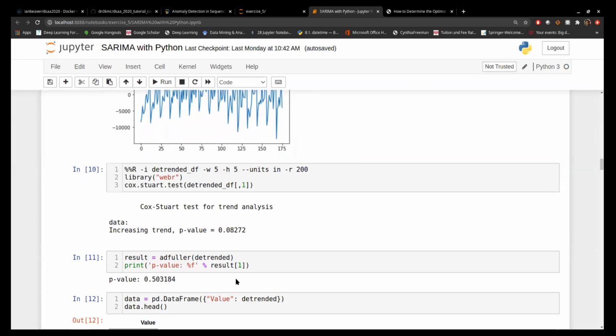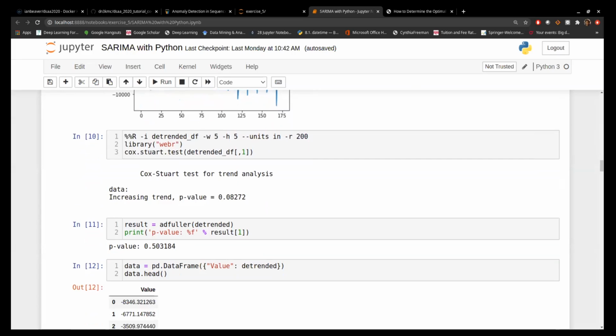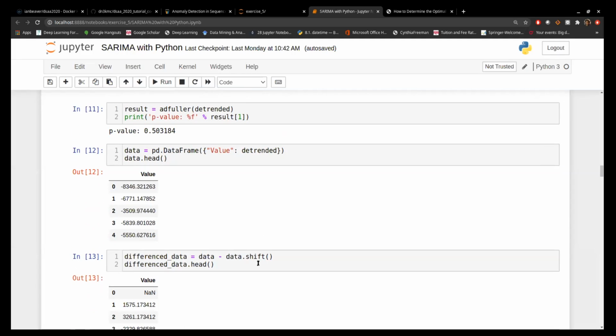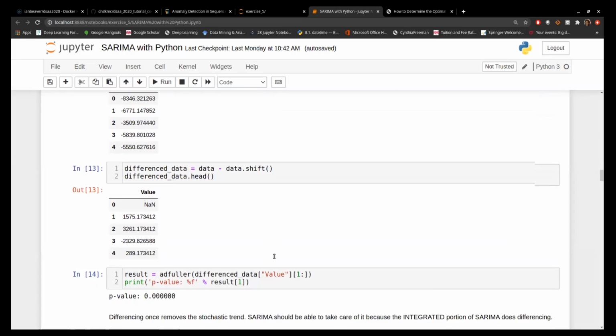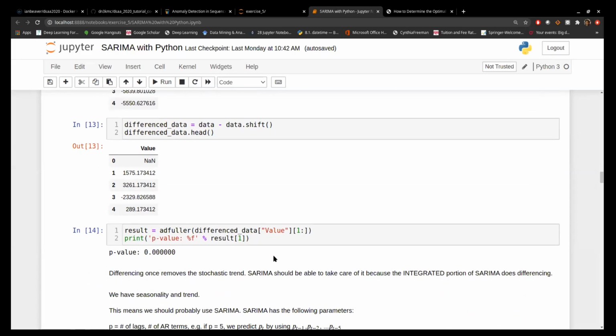So how many times do we need to difference to remove it? Now I create a data frame for the detrended data set. This has the deterministic trend removed, but not the stochastic trend. I do some first order differencing here using shift from pandas and apply the augmented Dickey-Fuller test on here. And we see that there's no stochastic trend. So differencing once is enough.